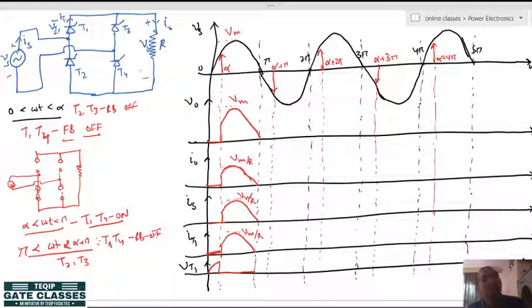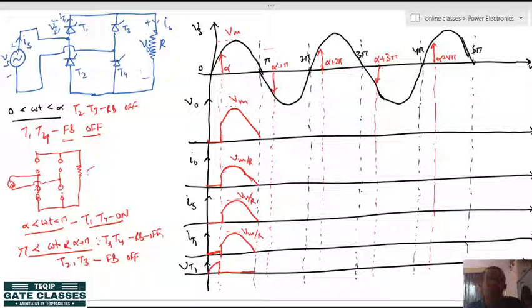So here you can see that T2 and T3 will become more forward biased from pi to alpha plus pi, during this instant. So T2 and T3 will be forward biased, but they will not be on, because the gate pulse is not available to them. Hence again all the 4 thyristors are off, hence the load is disconnected from the source.